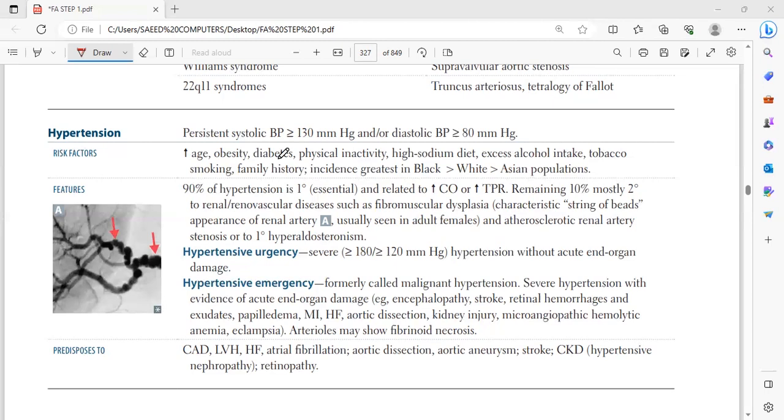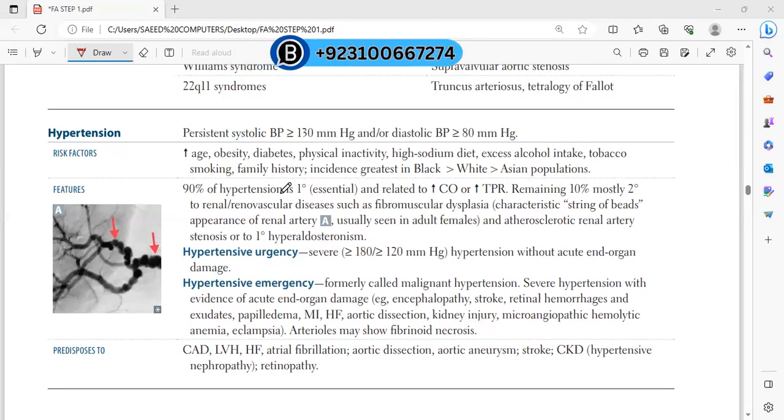So consecutive 3 readings are required to diagnose hypertension. And what is the cause of death in hypertension? That is MI. And what is the drug of choice in hypertension? That is the diuretic, like the thiazide diuretic. Remember this.